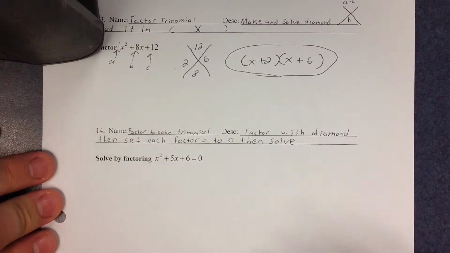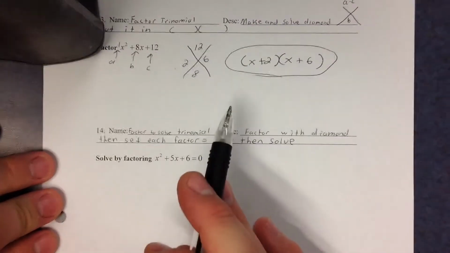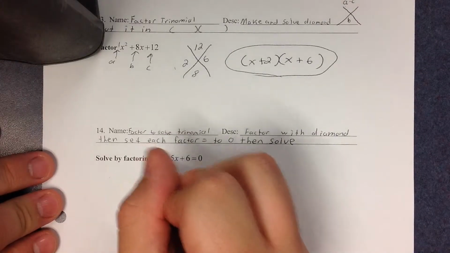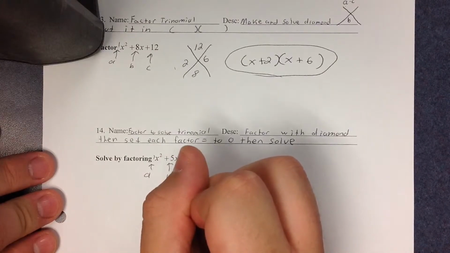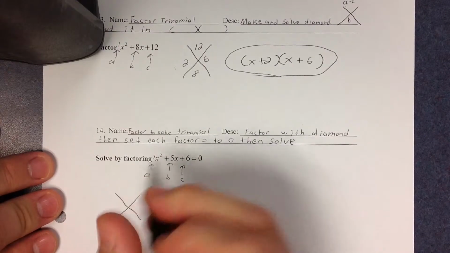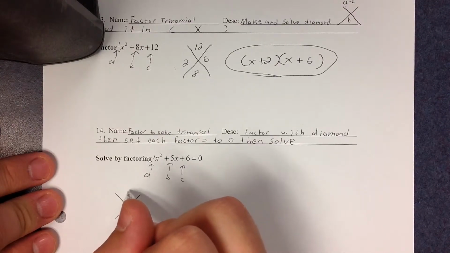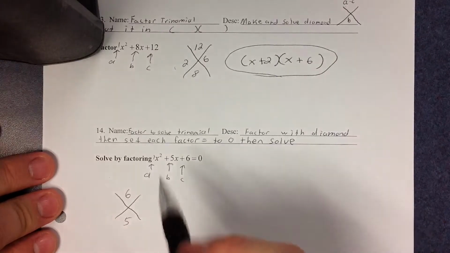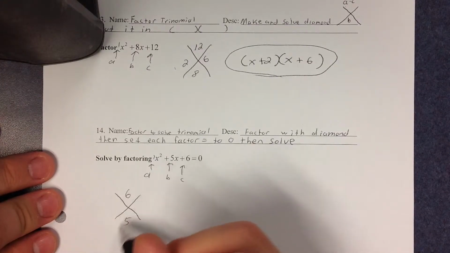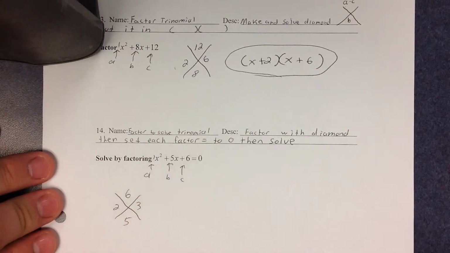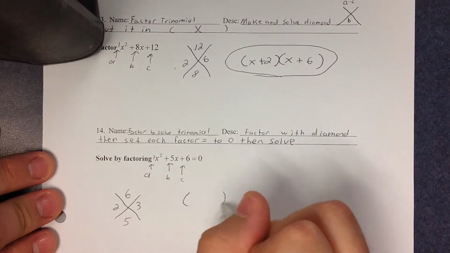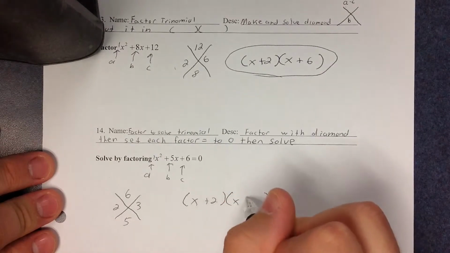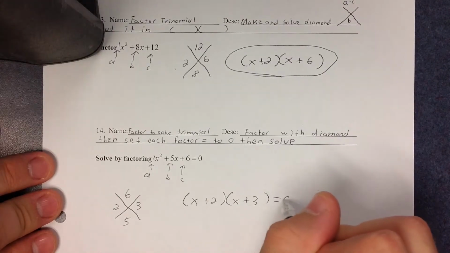Number 14 says factor to solve the trinomial. So we're going to factor similar to what we did above. Again, a is the number in front of x squared, which is 1. B is the number in front of x, and c is the constant. On top of my diamond, a times c, so 1 times 6, which is 6. B on bottom. We have to find two numbers that multiply to get 6 and add to get 5, and that would be 2 and 3. So I can write this as x and x again, and then our side numbers, plus 2, plus 3, but this time we're solving and it's equal to 0.